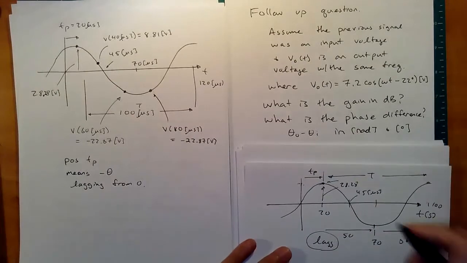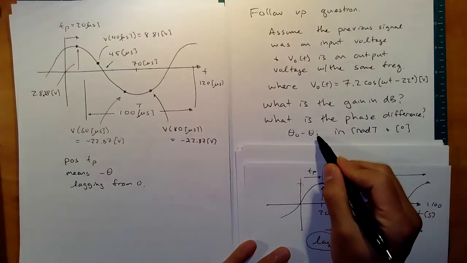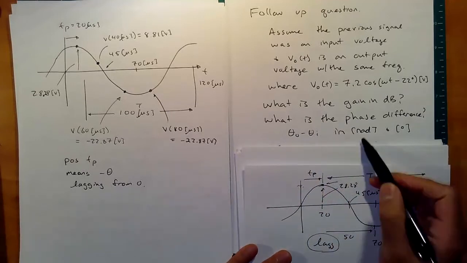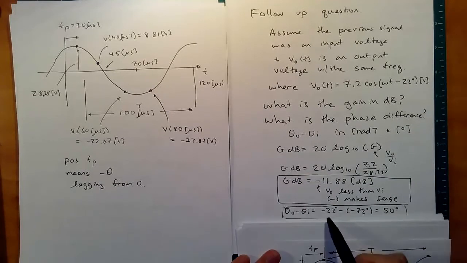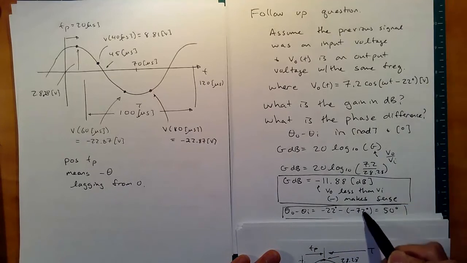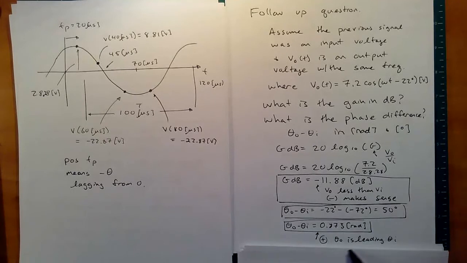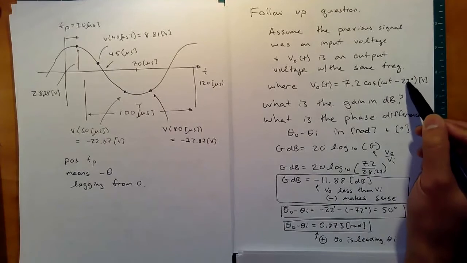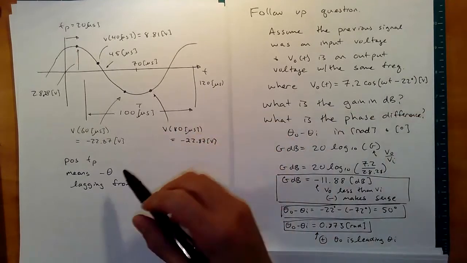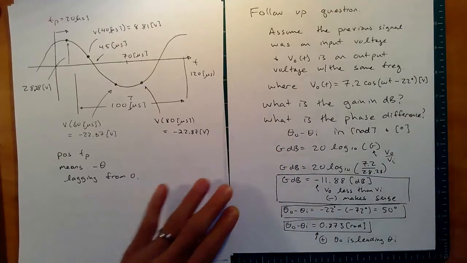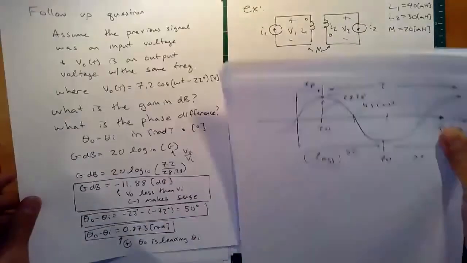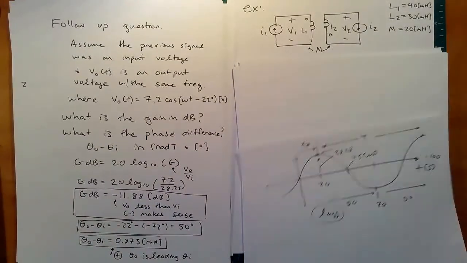Okay, so what about the phase difference, theta naught minus theta I? So output minus input in phase. We already have these numbers, so that's a pretty easy calculation. Minus 22 minus negative 72 is positive 50. If I convert it to radians, it's 0.873. Since it's positive, the theta out is leading. And we can already see that: this is a smaller negative number than negative 72. Not too bad.